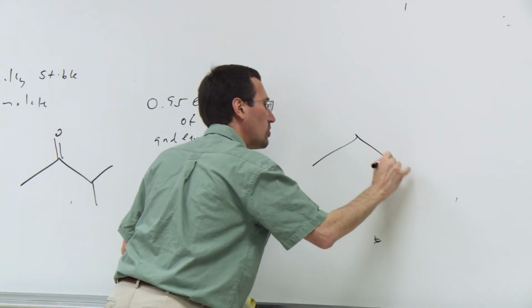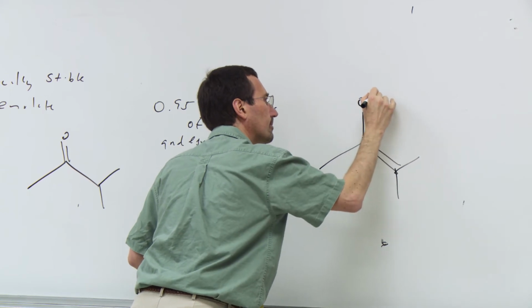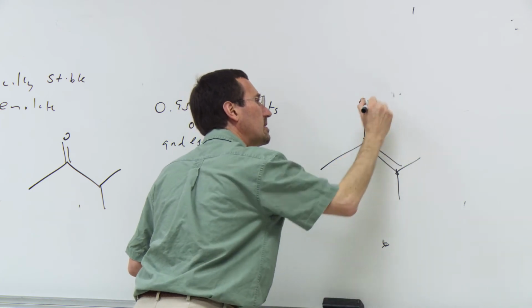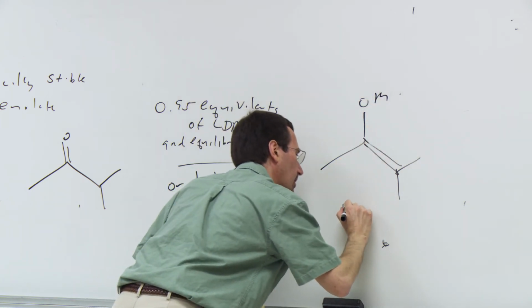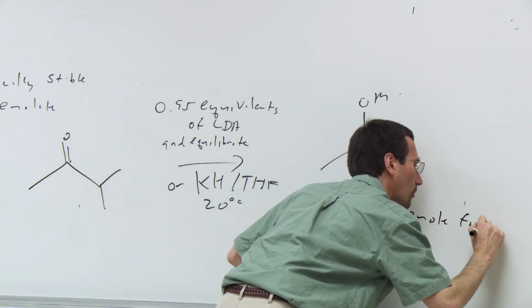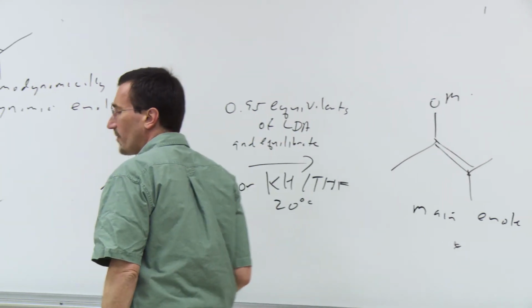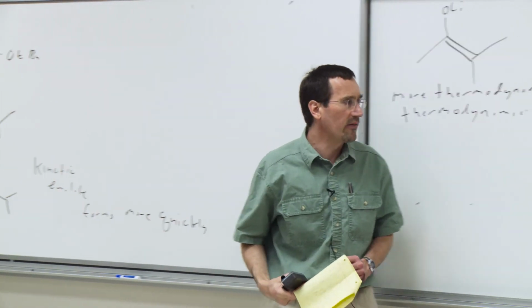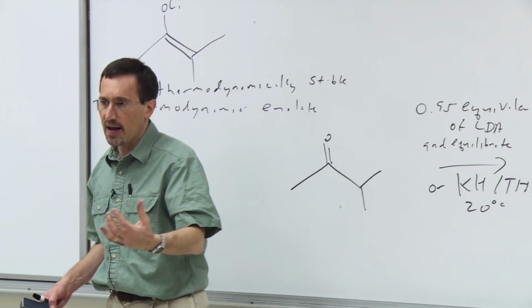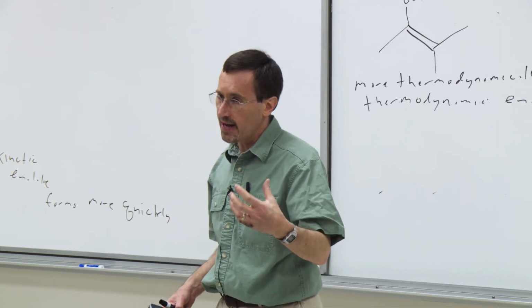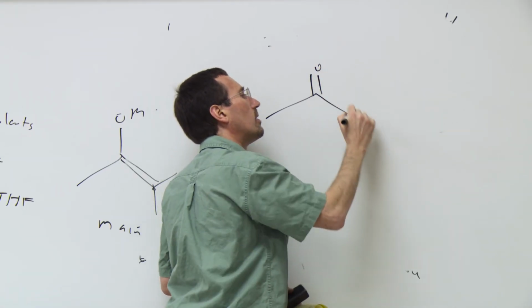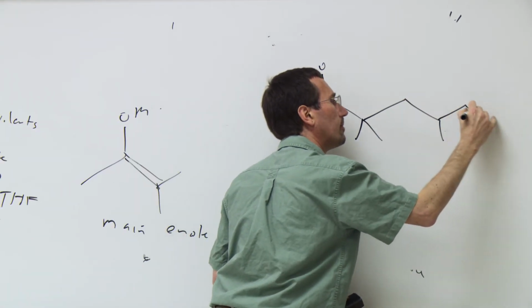That gives rise to mostly, and I guess I'll continue to write it as OM, the main enolate formed. And so I could expect, if I carried out this generation of the enolate, generating the thermodynamic enolate, and then added my benzyl bromide, I would get as the main product the benzyl alkylation on the more substituted position.